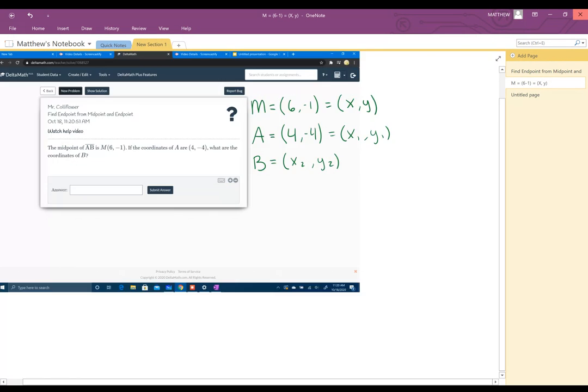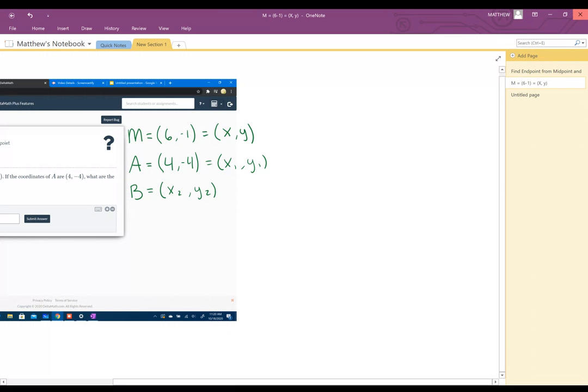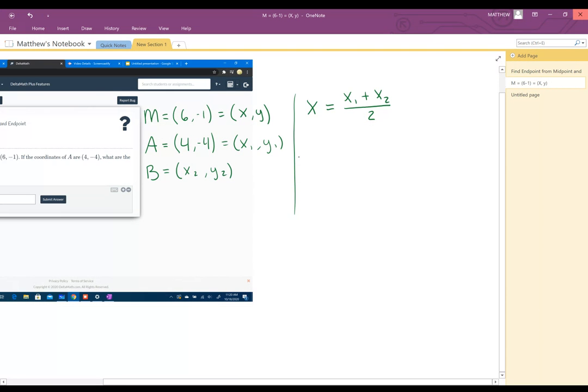So from the midpoint formula, I know that my value x, which is the x-coordinate of the midpoint, is equal to (x1 plus x2) divided by 2. So if I substitute in the values that I know, 6 is equal to x, 6 is equal to x1, which is 4, plus x2, which I don't know, divided by 2. And now I'm going to solve for x2 to find the x-coordinate of B.